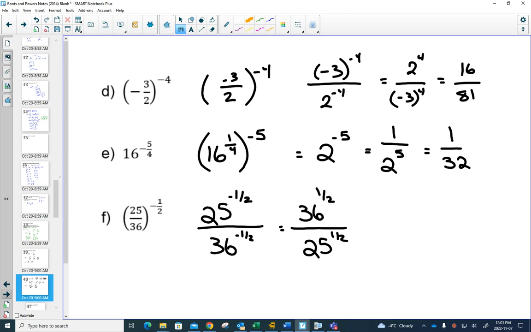And can you do 36 to the 1/2 in your head? Or do you need to do this as a step? 6. Yes.